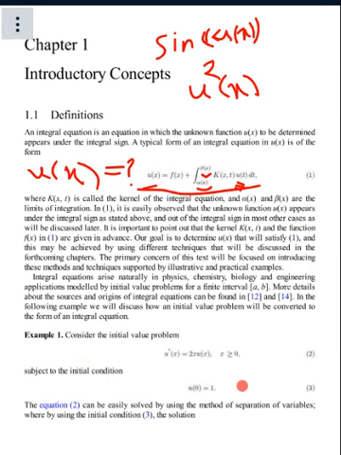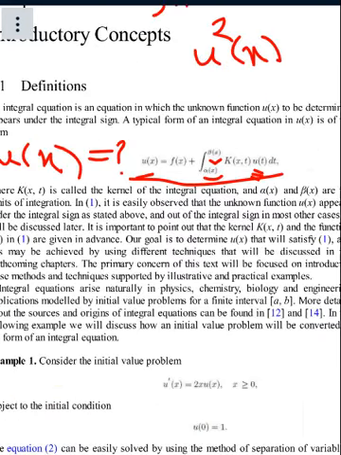Here you can see an example. You have the initial value problem: u prime of x equals 2 times x times u of x for all x greater than or equal to 0. And we also have the initial condition u of 0 equals 1.